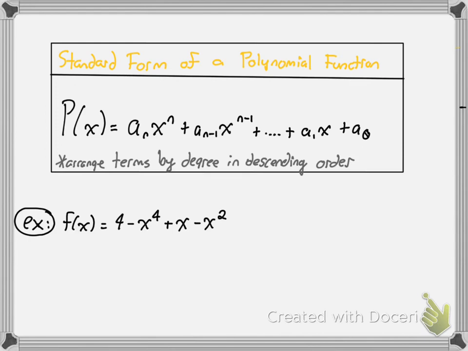So for example, if I was given this equation, f of x equals 4 minus x to the fourth power plus x minus x squared, what I would want to do here to rewrite this in standard form is arrange them in descending order. So I would write f of x equals negative x to the fourth power minus x squared plus x plus 4. I didn't change the sign of anything here. All that I did was rearrange, so I put the x to the fourth power first, and then x squared, and then x to the first power, and then that constant term at the end.